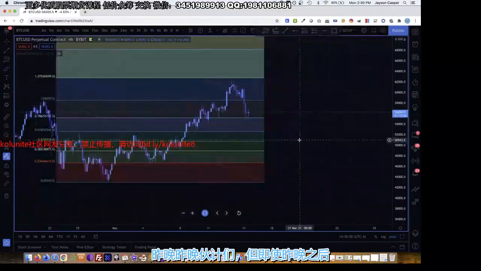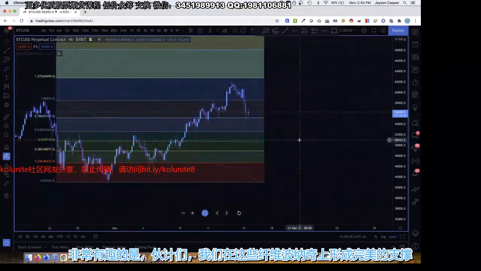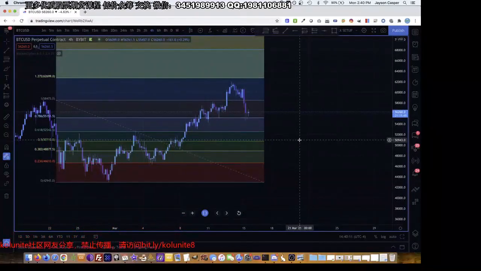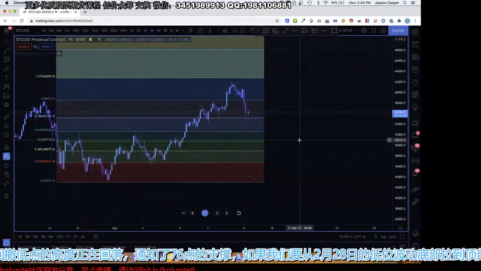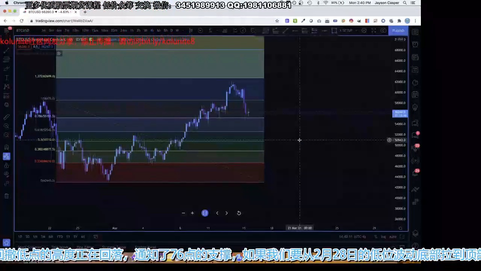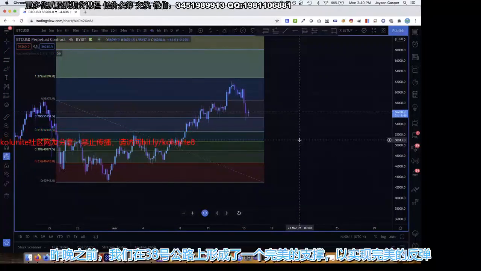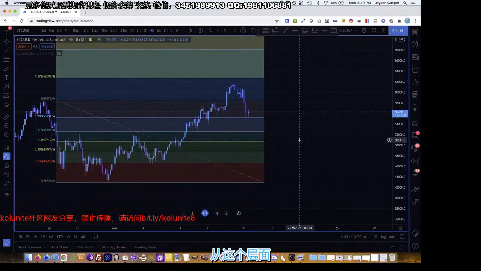But even after last night, it is very interesting. Is it not interesting, guys, that we are bouncing off, forming perfect support off of these Fibonacci levels? From the high to the low of that retracement, we're coming back down and forming support on the 0.786. And if we were to pull the fib from the bottom of this swing low that we had on February 28th to the top before last night, we formed a perfect support right here on the 382 level. A perfect bounce off of this level.